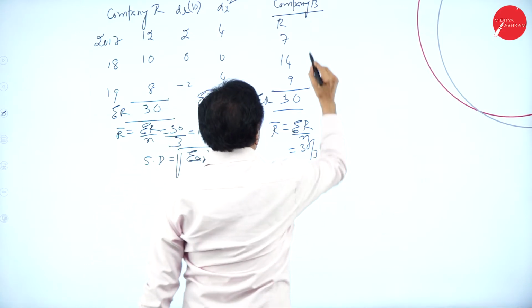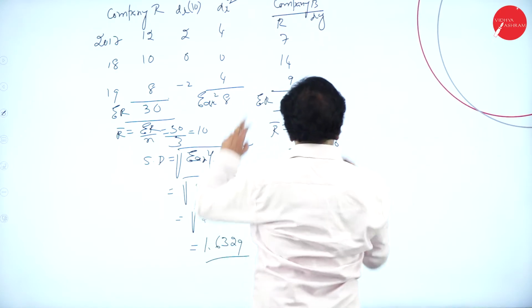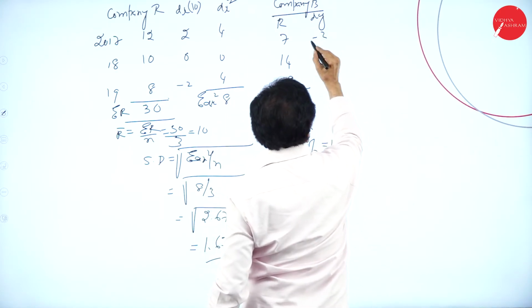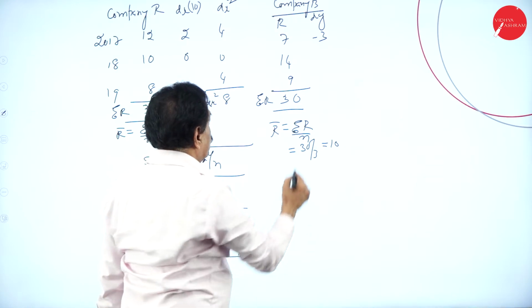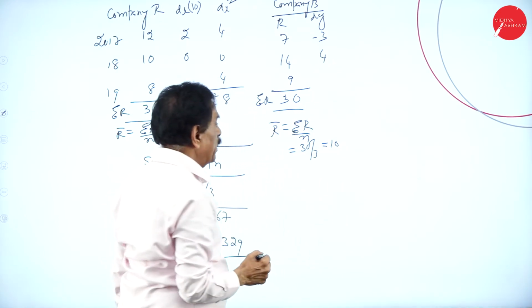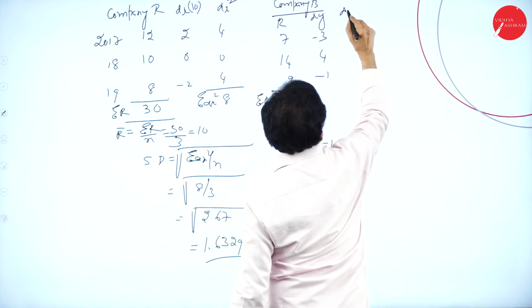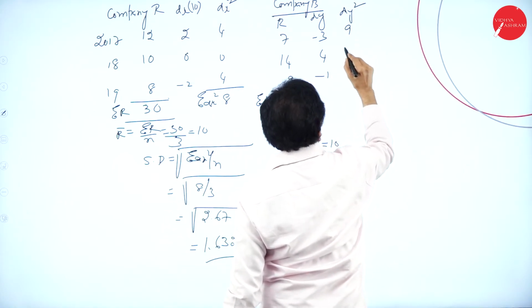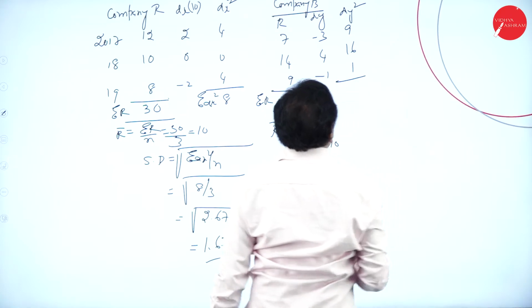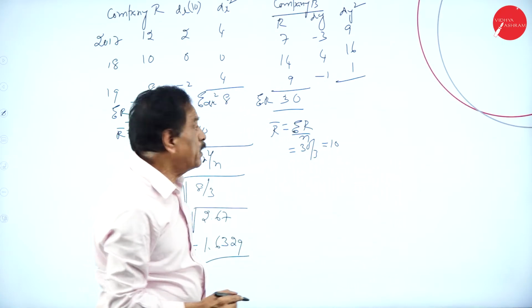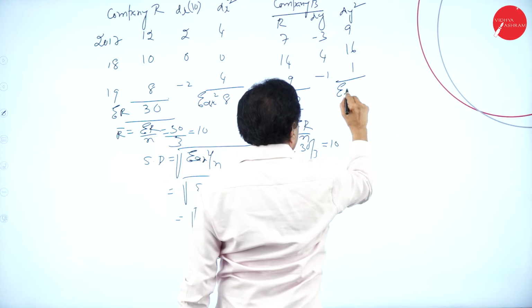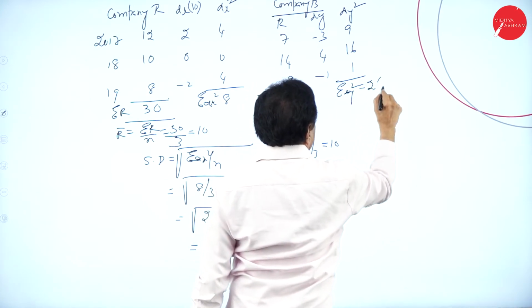Take the deviation dy. 7 minus 10 is minus 3. 14 minus 10 is 4. 9 minus 10 is minus 1. Dy square: 9, 16, 1. 16 plus 9 is 25, plus 1, 26. Sigma dy square is 26.